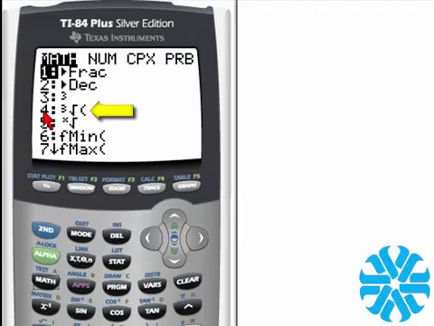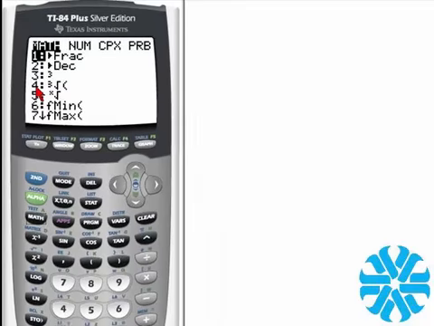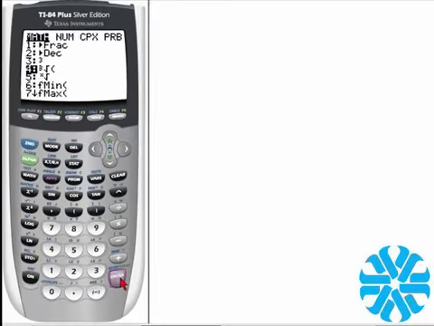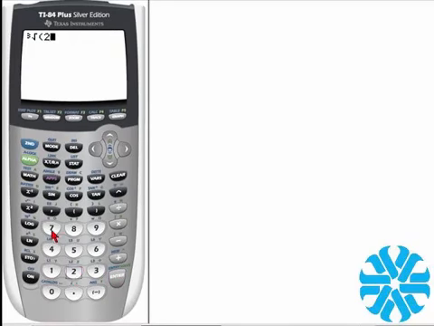Now we can access this line by either hitting the number 4 on the keyboard, or we can scroll down using the arrow keys, which I'm doing now, and hit enter. And then enter 27. And recall, we don't need to use the closing parenthesis here, so we just need to hit enter. And we get 3.